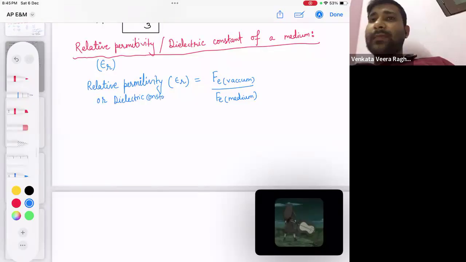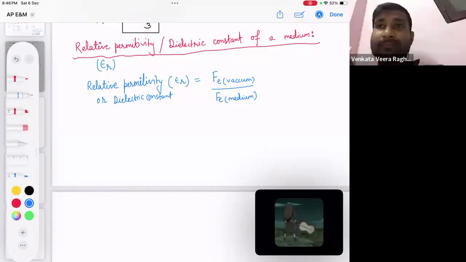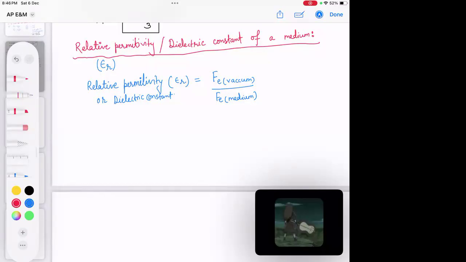Is that clear? Dielectric constant of the medium means what? The dielectric constant gives an idea of by what fraction the force on a charged particle is going to change if the medium is changed from vacuum to something else. Please tell me, understood what we just discussed now? Yes, sir.